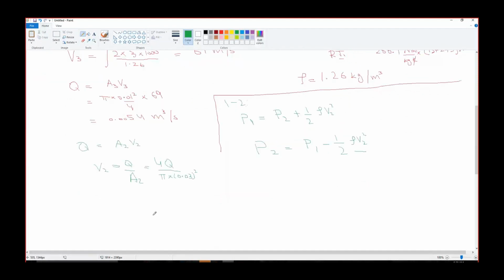So we'll have 4 into 1 divided by 3.14 multiplied by 0.03 square. It comes up to be 7.67 meter per second. So V2 is 7.67 meter per second.